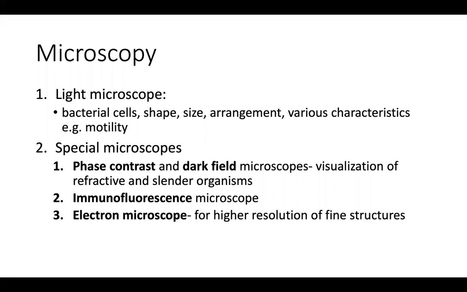And then we have the special microscopes, which are only used, as the name suggests, under special circumstances. For example, the phase contrast and dark field microscopes, which are for the visualization of refractive and slender organisms, because the light microscope uses light. Some of these organisms are very refractive, so you're not able to see them under a light microscope. They're also very slender. You need a dark field so that you're able to see the bacteria. Then you have the immunofluorescent microscope. An example is what you're now commonly using in the diagnosis of Mycobacterium tuberculosis, which causes TB.